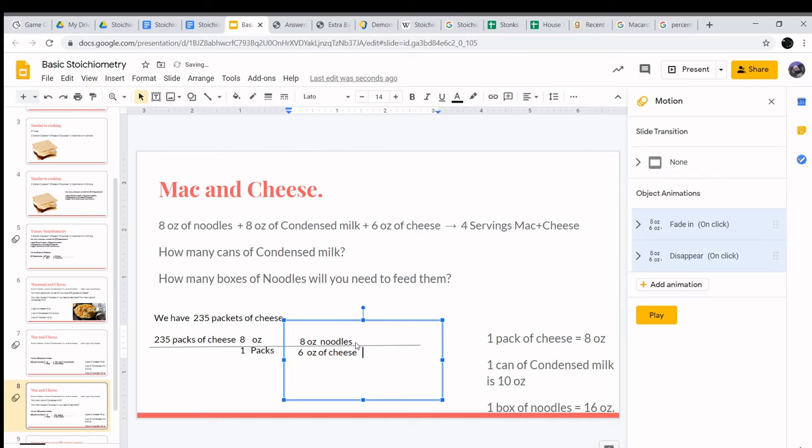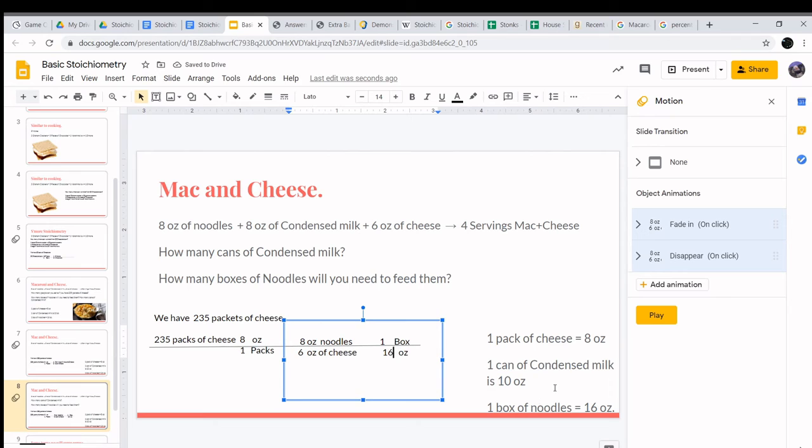Okay. And we're going to go ahead and get rid of ounces of noodles. And up on top, we're going to put boxes of noodles. Okay? Now, for box, we see that we need 1 box equals 16 ounces. All right.